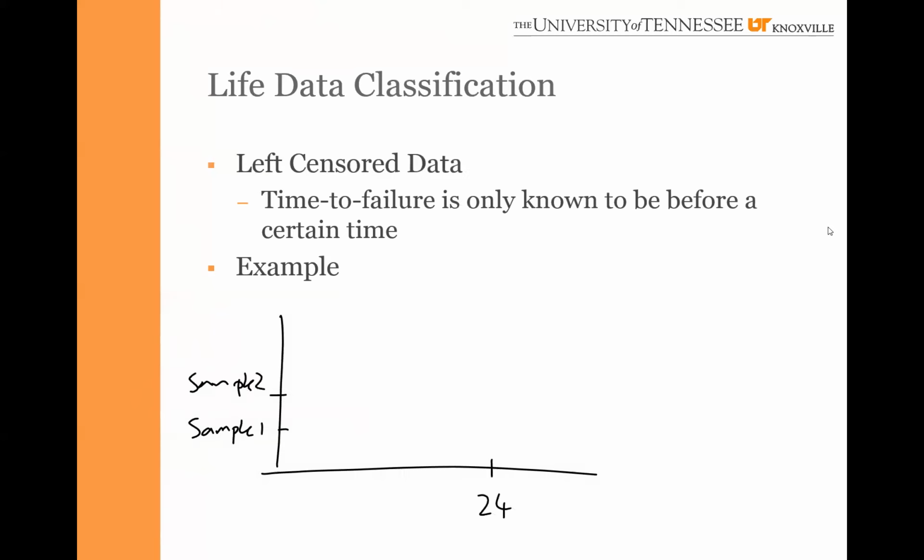I have the same 24 hours, but this time around, I'm not monitoring continuously. I start my test, maybe leave, and come back in 24 hours, right? I see that this one is working, but this one failed at some point, right? So I don't know the exact time of failure. I just know it happened at some point before 24. So this is referred to as left sensor data.